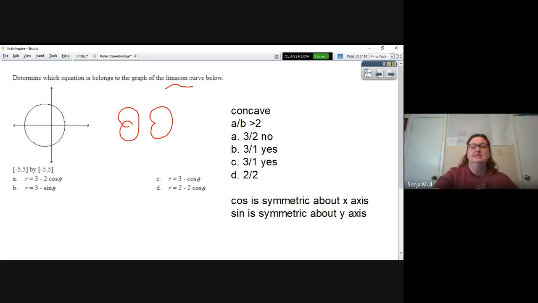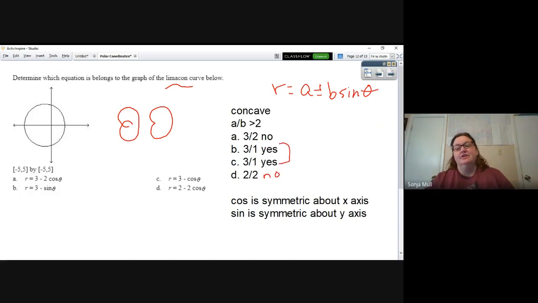And remember, I'm getting these A's and B's from r equals A plus or minus B, and then either sine or cosine, it doesn't matter, theta. So that's my A and B. And again, they're both positive numbers. So answer choice D, 2 divided by 2, that is not greater than 2. So it's one of these two.